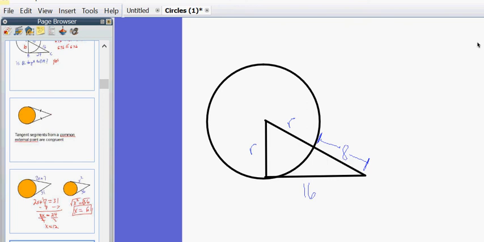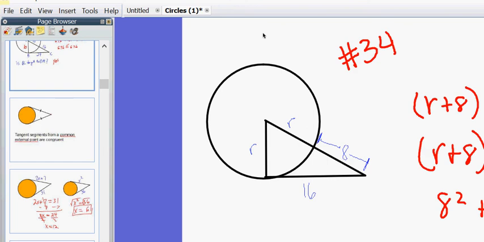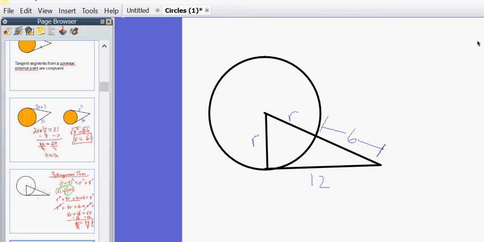Okay, y'all do this one on your own. It's the same type of problem, but I want to see you do it. All right, so there you've got the answer. The radius is 12. Okay, very good. Questions? All right, so here's another one. Do this one.